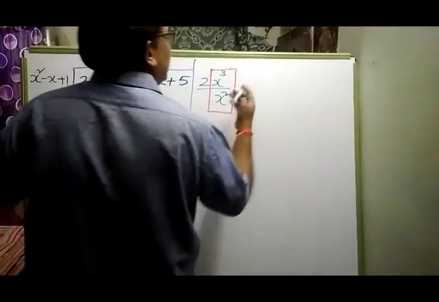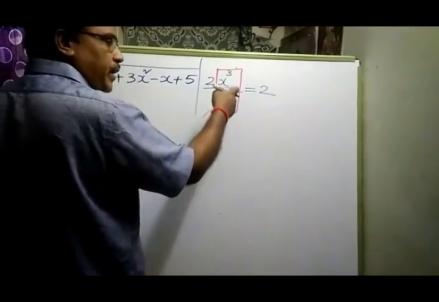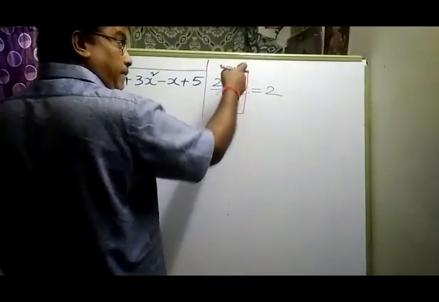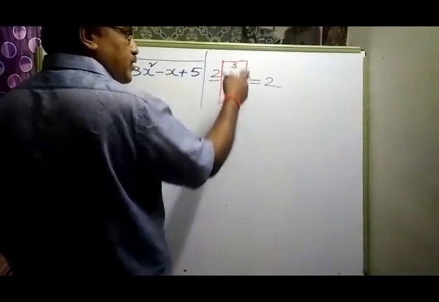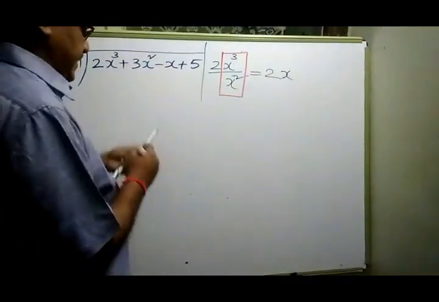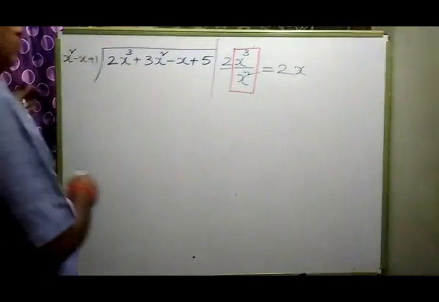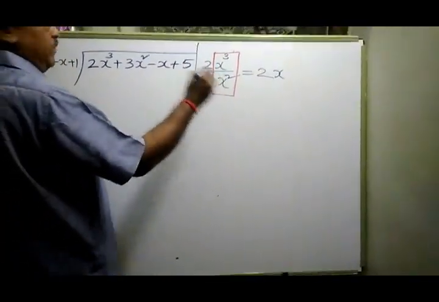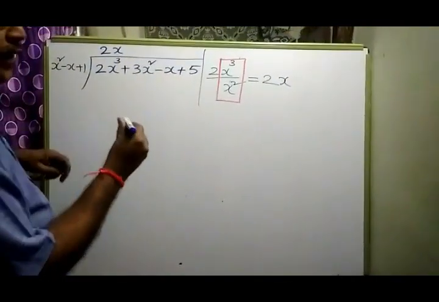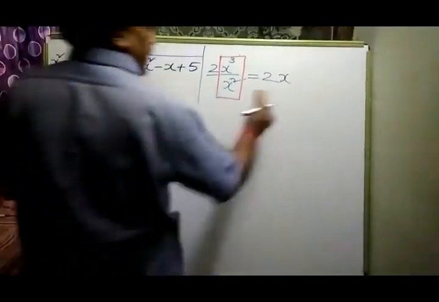For 2x cube by x square, we use the formula e to the power of m by e to the power of n is e to the power of m minus n. 3 minus 2 is 1. That's why x to the power of 1, that is nothing but x. Now this is the partial quotient. Write the partial quotient in the quotient part.